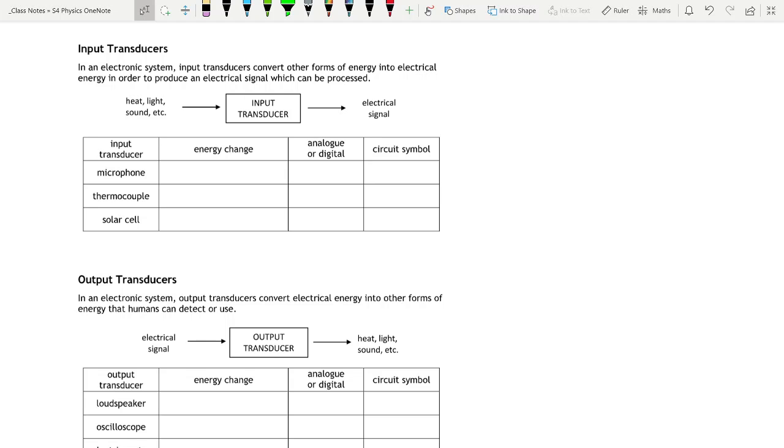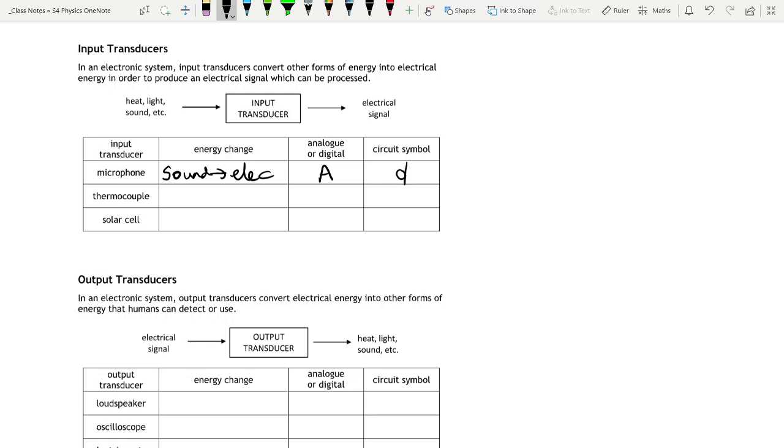Okay, so for example, we'll do the first one together. Microphone. We know this one, we should know this one, is sound to electrical. So that should be an arrow in between. Microphone is definitely analog because it picks up lots of different sounds. And the circuit symbol for a microphone, you might not know this one. Looks like that. So a thermocouple is something that changes heat energy into electrical energy. And solar cell you should know. The rest of them you probably are aware of.